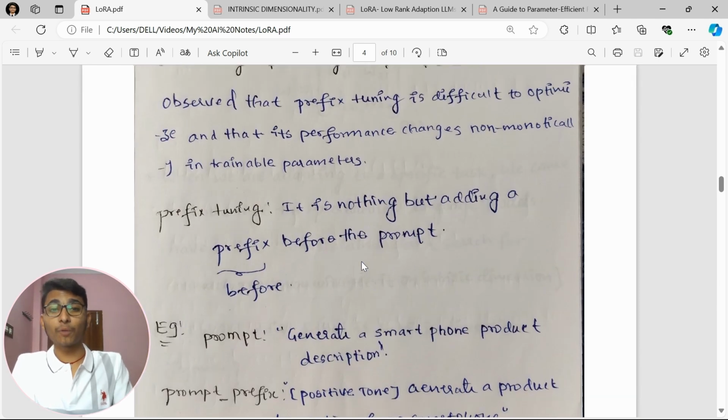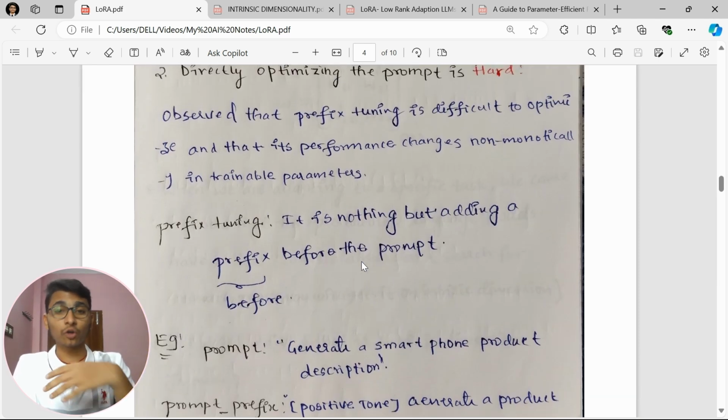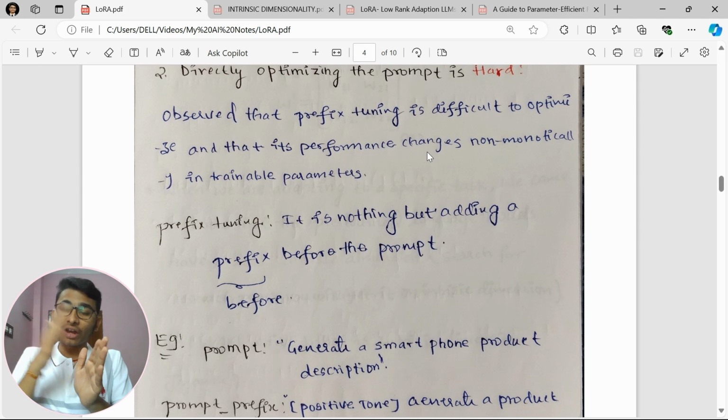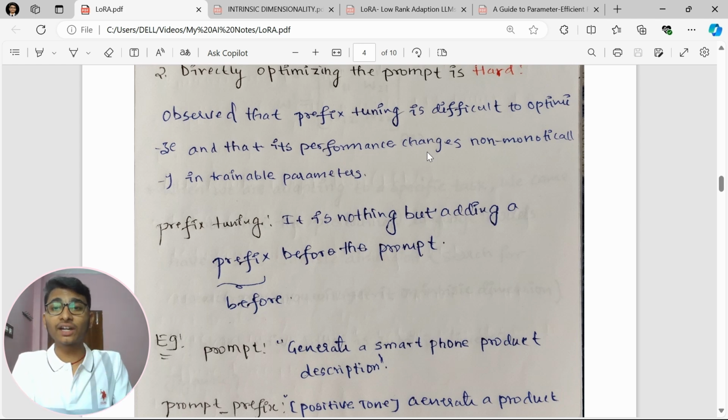Then another critical point the researchers noticed across various tasks is that using prefix tuning, the performance of the model changes non-monotonically. It is not increasing across different tasks. It's very difficult to optimize, and it is very hard to prompt as well to do the prefix tuning. These are the two consequences that we have with the existing techniques. I hope you understood the pain, why we need LoRA.